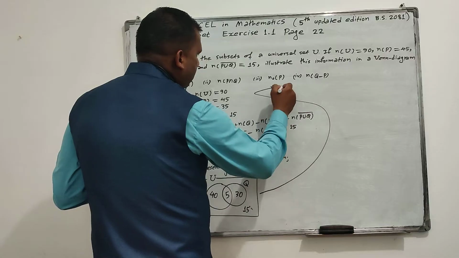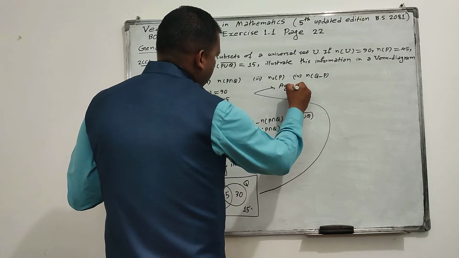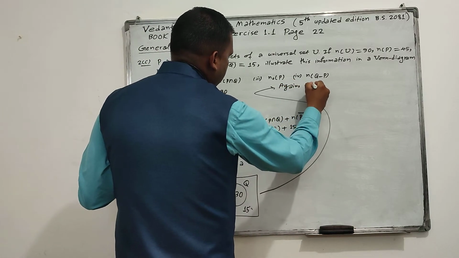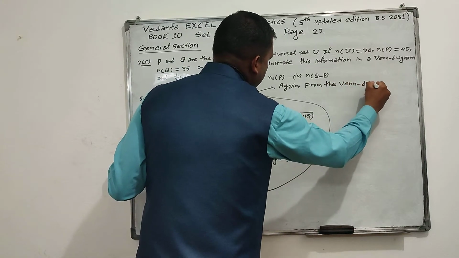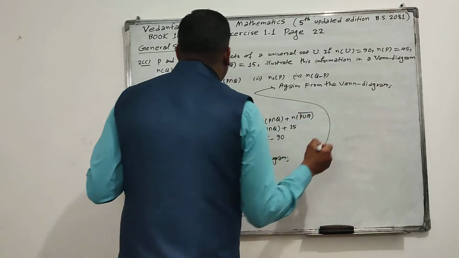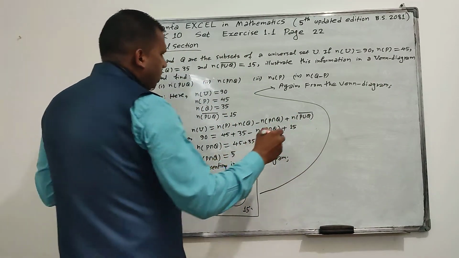After this, again from the Venn diagram, for I, number of P union Q.